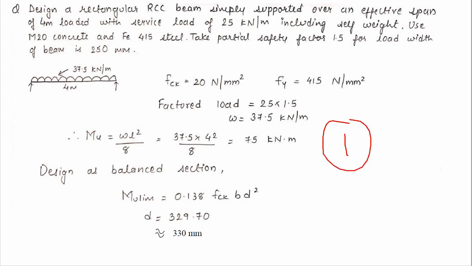Our first step will always be to find dimensions, and the second step will be to provide steel. To provide steel, keep in mind the steps are very clear, and in each and every numerical we will follow the same steps. The first step will be to find Pt, and the second step will be to find Ast, for providing steel.